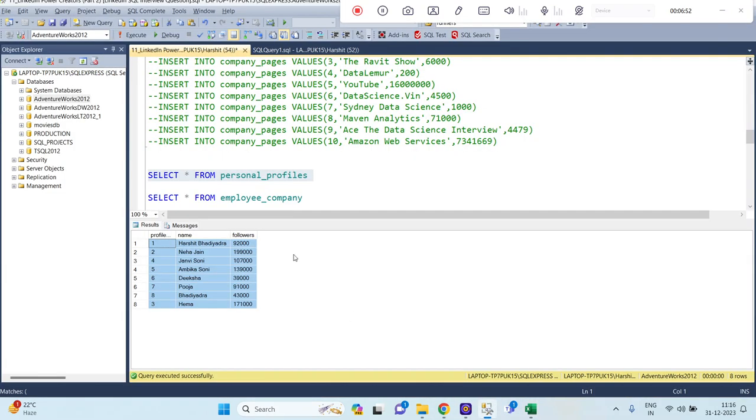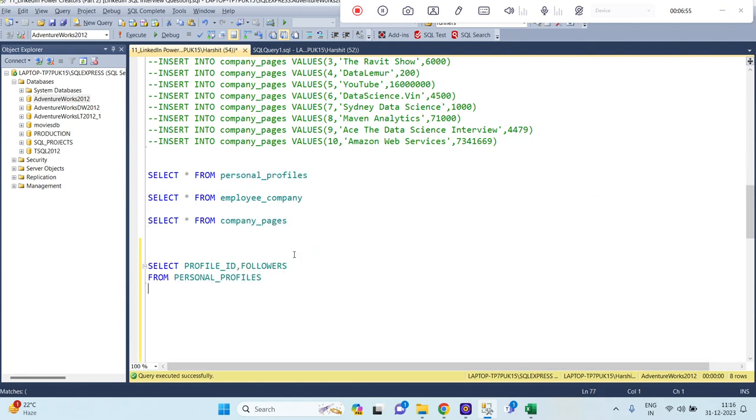So now over here, what we need to do? Can anyone tell me now? We need to use these two tables. Inner join. Now can anyone tell me what we need to do?